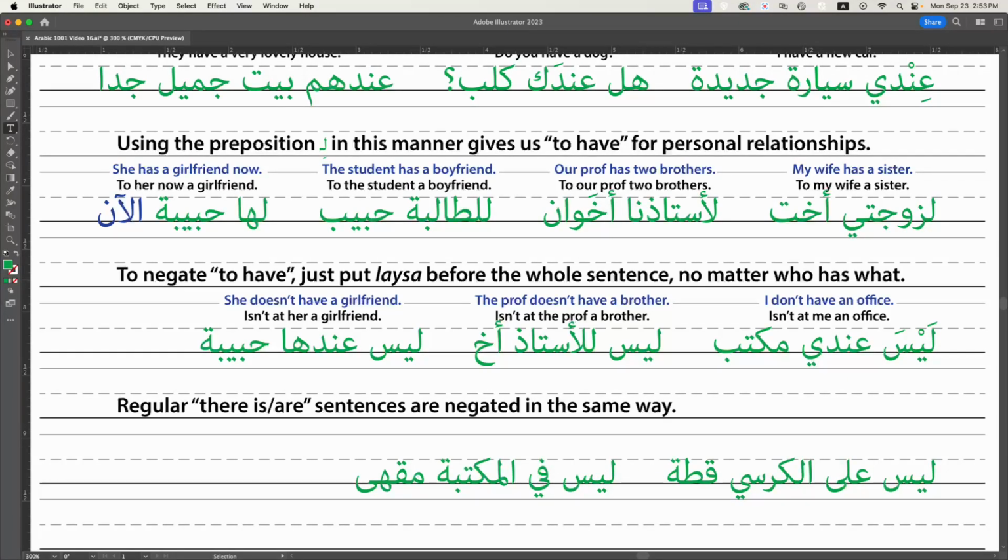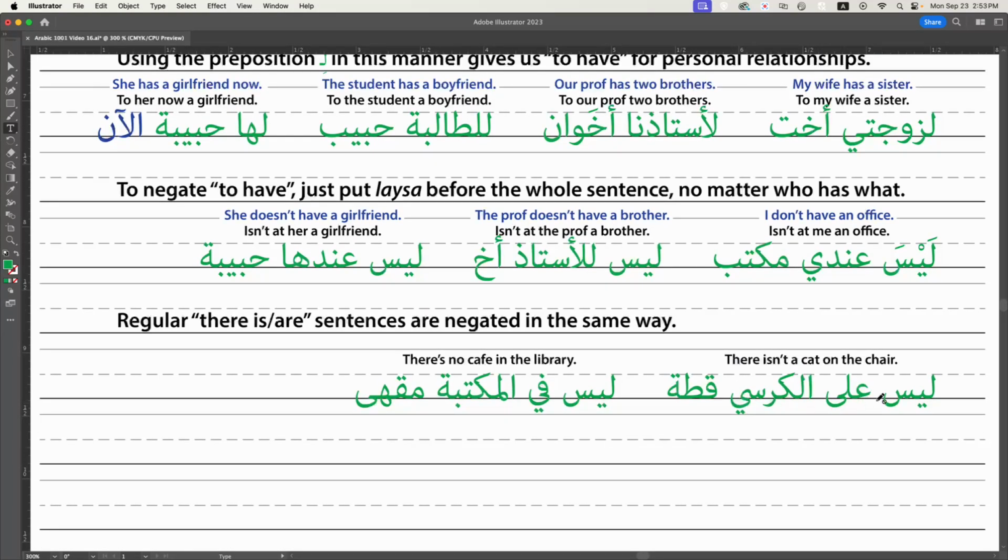Laysa fil maktaba maqha. So there isn't in the library a coffee house. So maqha is a good word, the cafe, the coffee house. And I'm lying here, there is a cat on the chair. There's always a cat on the chair. But putting laysa before the sentence, no matter whether it's a preposition or a sentence with a khabar muqaddam that begins with a preposition used in the place of to have, or a khabar muqaddam where we're just using a regular preposition to describe the location of something, we're going to negate them all in the same way just by putting laysa before them. So that's a lot easier.